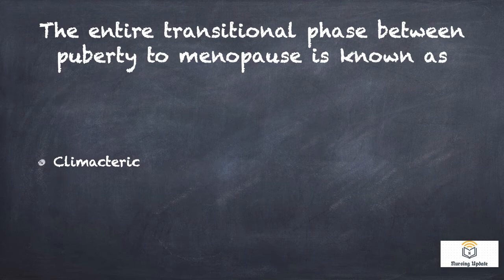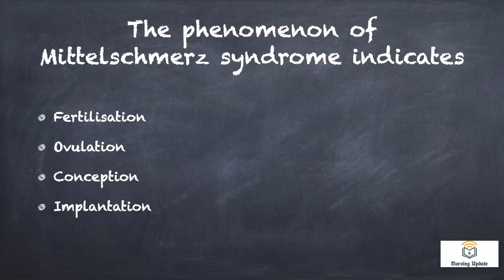So this climacteric means the transitional phase between puberty, meaning first menstrual cycle, to menopause, the last menstrual cycle. I already told you menstrual cycle related MCQs will surely come. Okay, let's move on to the next MCQ.